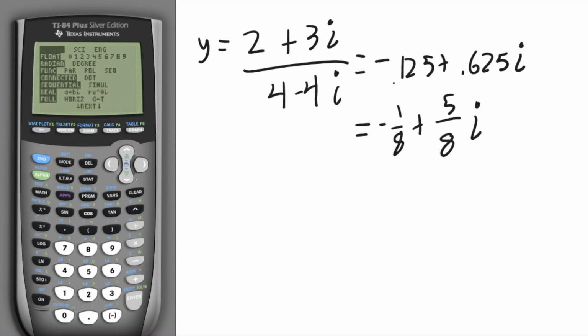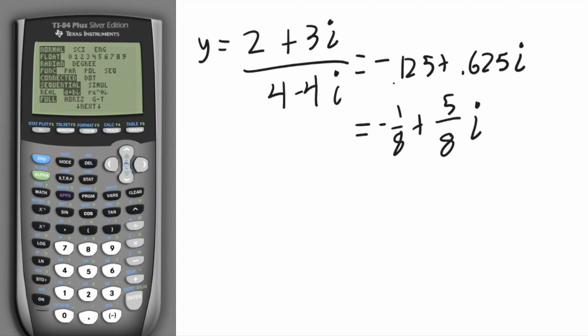Now, if I wanted to, I could just go down here and change it to a plus bi. Now, this doesn't really do anything for the TI-84. However, some calculators will not even let you enter it unless you change it to a plus bi form. So if I hit enter here again, it really doesn't change anything because it allows me to do it.